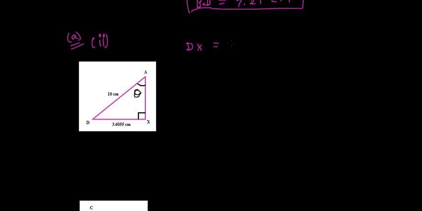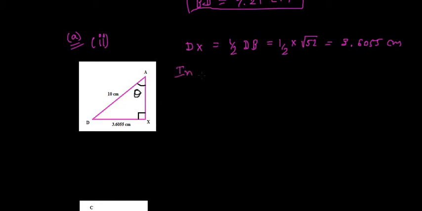DX is half of DB, and DB we just obtained in the previous part. Its value is approximately 7.21 or root of 52. So when you calculate this, it is coming up 3.6055 centimeters. So this is the length of DX. I use DX is half of DB because X is a midpoint of DB, that we can see since it is a right pyramid.